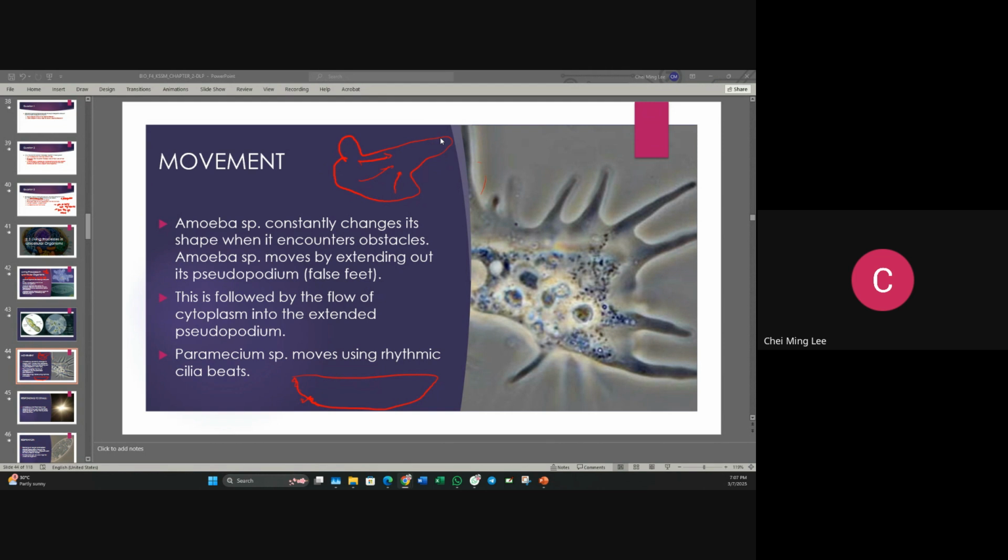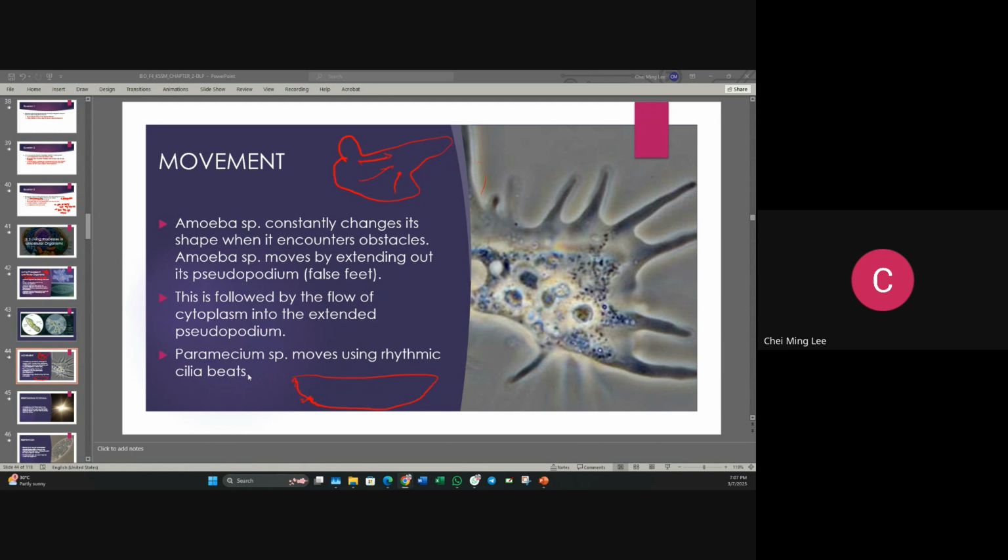It's like I push it like this, then pop, everything moves to the front. Okay, while paramecium has cilia. Cilia is like this. You see lots of legs. It's a lot of legs.